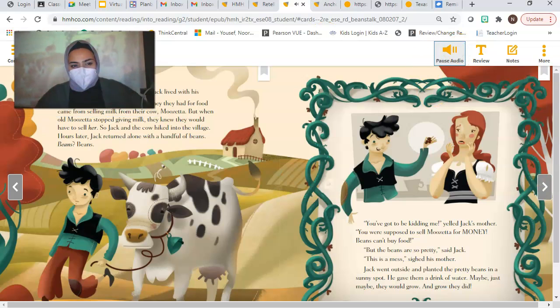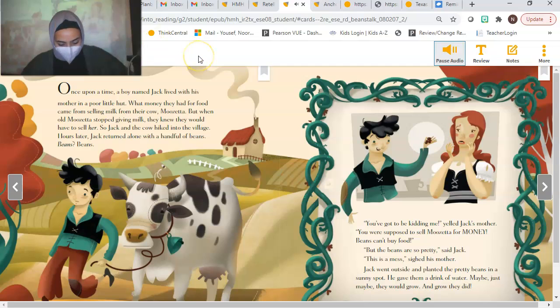Once upon a time, a boy named Jack lived with his mother in a poor little hut. What money they had for food came from selling milk from their cow, Musetta. But when old Musetta stopped giving milk, they knew they would have to sell her. So Jack and the cow hiked into the village. Hours later, Jack returned alone with a handful of beans.